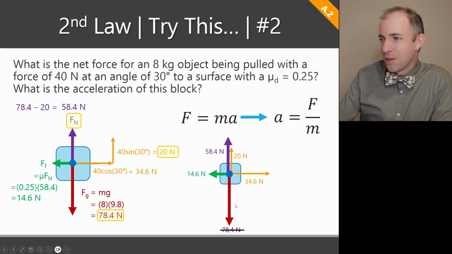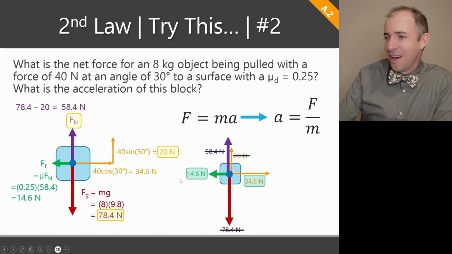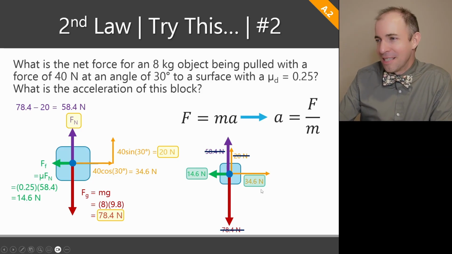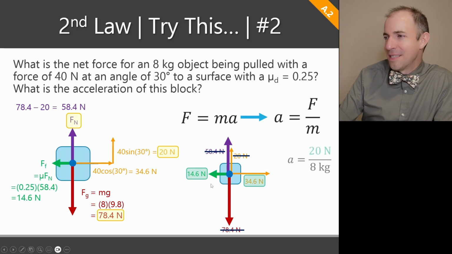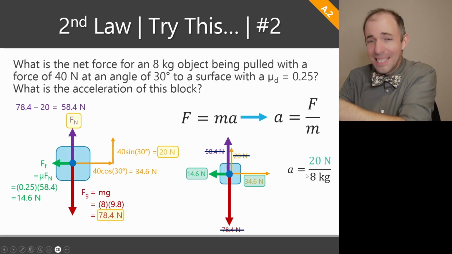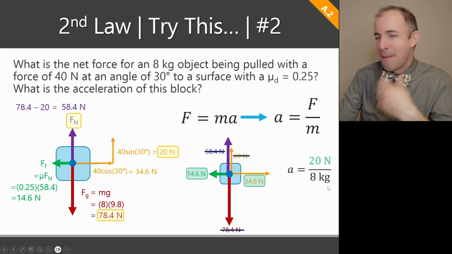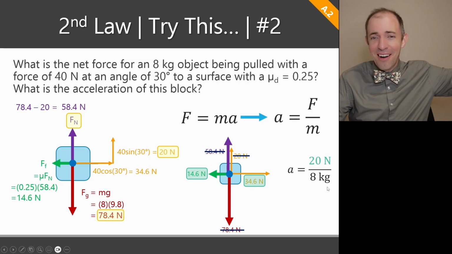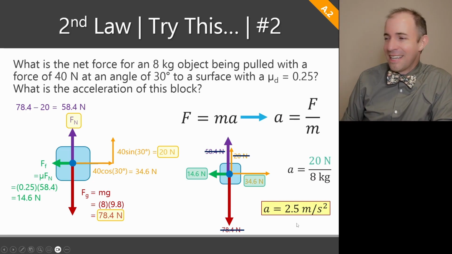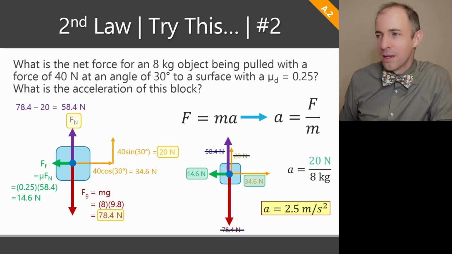Now I can see the verticals cancel each other out. So the only thing I really care about to find a net force is these two. Well, 34.6 minus 14.6 gives me a net force of 20 newtons. That's the difference between these horizontals. Divided by my mass, which is still 8. It feels like a long time ago. But I can calculate now that my acceleration is 2.5 meters per second squared.